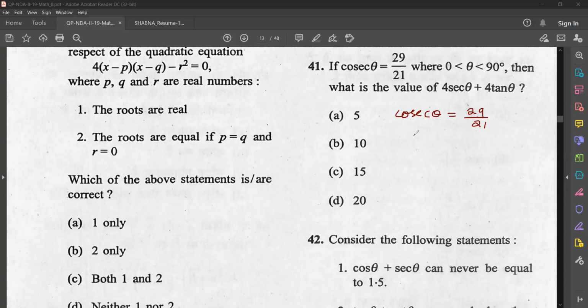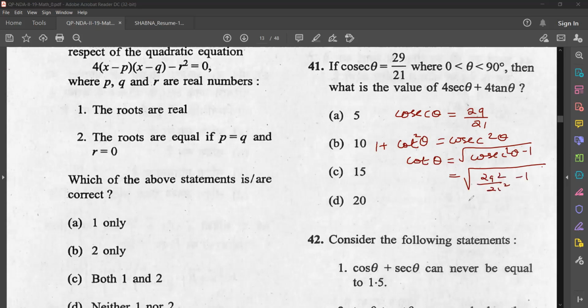Okay, so let's see what is the relation. Is any relation there between cosec theta and sec theta or tan theta? Actually, cosec theta has a relationship with cot theta, isn't it? 1 plus cot square theta is equal to cosec square theta. So from this, I can write cot theta is equal to root of cosec square theta minus 1. What is cosec square theta? 29 square by 21 square minus 1, isn't it?